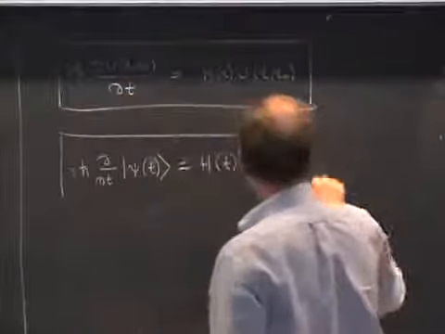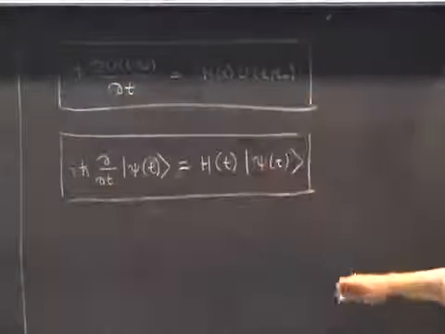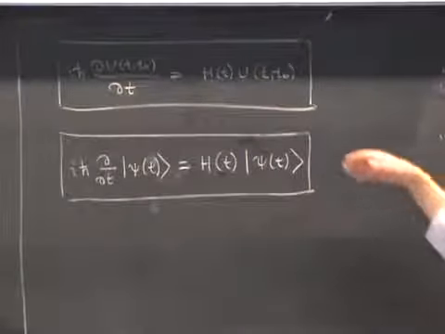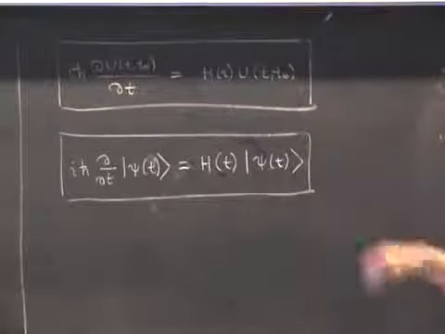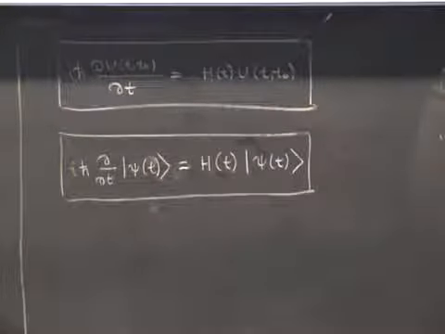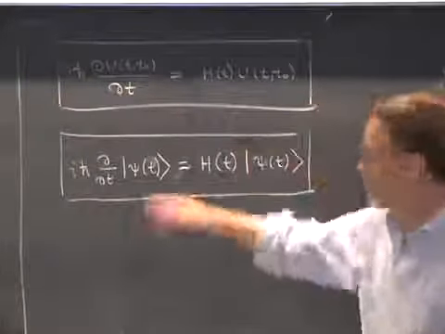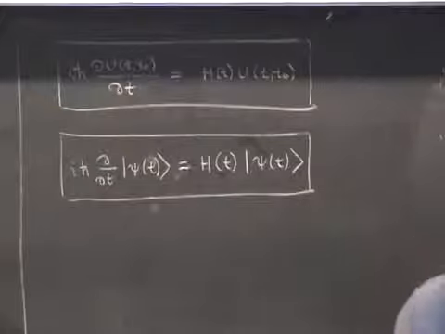Now this is an alternative version of the Schrödinger equation, which is probably more familiar to you because it's expressed in terms of ket vectors instead of operators. But these two things are really closely related to one another. They can be regarded as two slightly different versions of the time-dependent Schrödinger equation, because they involve time derivatives.